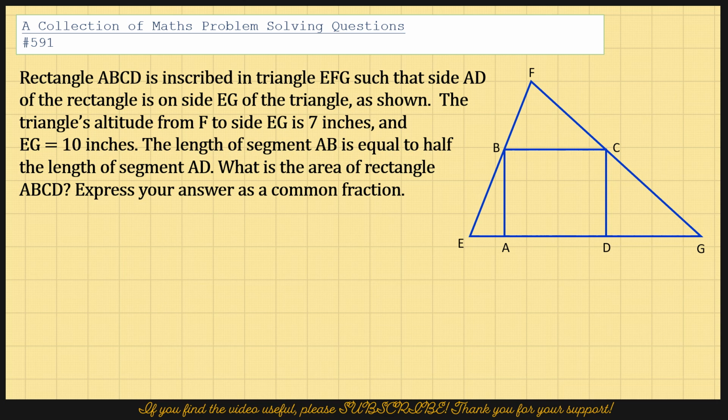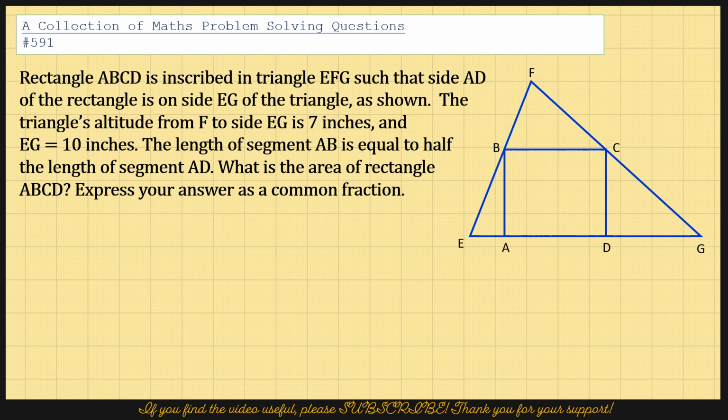Rectangle ABCD is inscribed in triangle EFG such that the side AD of the rectangle is on side EG of the triangle as shown. The triangle's altitude from F to the side EG is 7 inches and EG is 10 inches. The length of the segment AB is equal to half the length of the segment AD. What is the area of the rectangle ABCD?